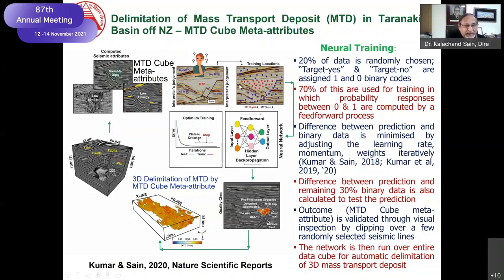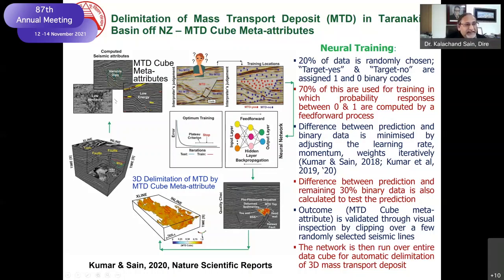Where mass transport deposit is absent, we define by blue. This mass transport deposit presence and absence can be defined based on its characteristic property that we know, and we give the binary number. When mass transport deposit is present, we give 1. When it is absent, we give 0. So within the 20% data set, out of the entire 100%, we give the binary number 0 and 1.